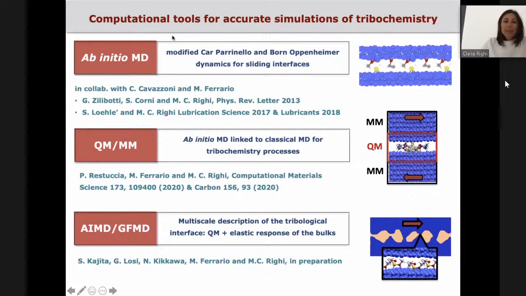They include ab initio molecular dynamic programs that we have modified in collaboration with Professor Ferrario and Carlo Cavazzoni to simulate sliding interfaces. And we have linked to larger scale models such as in a QMMM approach, linked to classical MD, and to green function molecular dynamics in collaboration with Seiji Kajita from Toyota Center Lab to perform a multi-scale description of the tribological interface, including the elastic response of the semi-infinite bulk.